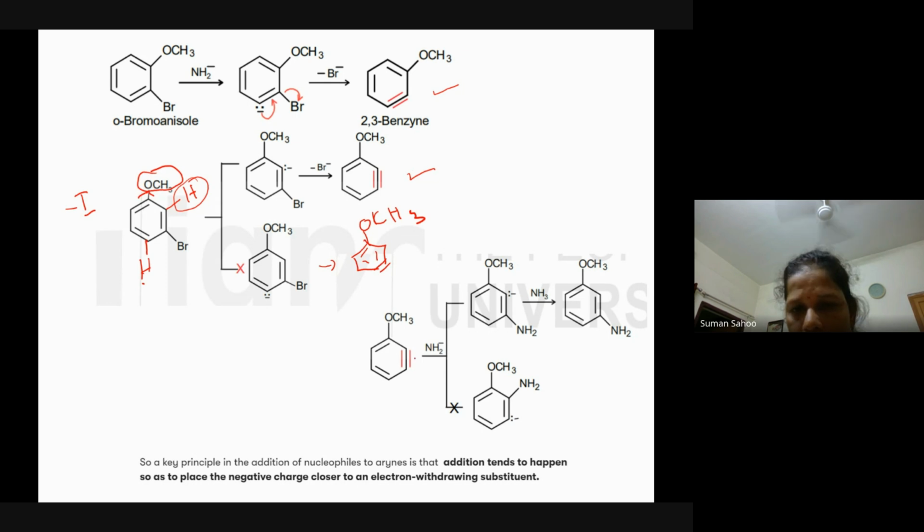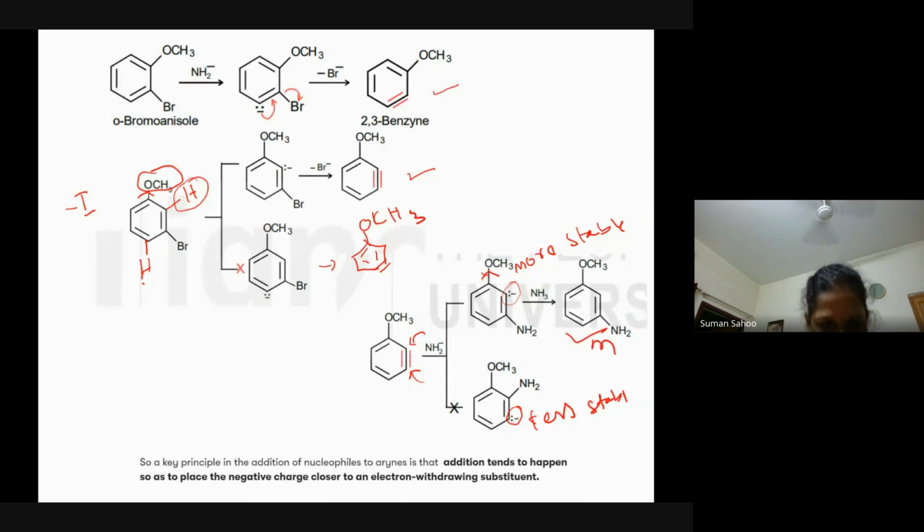Now again, when you add NH2 minus, it can go to this carbon or this carbon. If it goes to this carbon, the carbanion will be generated at this carbon, or if it attacks this carbon, then the negative charge will be delocalized onto this carbon. As you have a negative charge next to your electron withdrawing group, this one is more stable and this one would be less stable. So this one would be your major product.